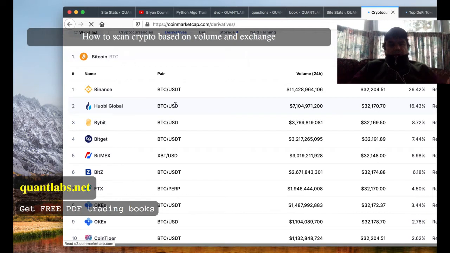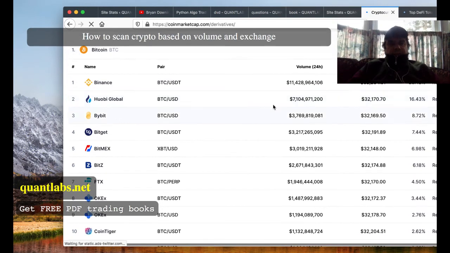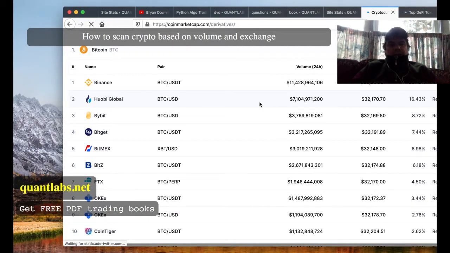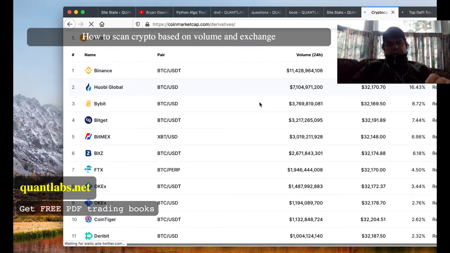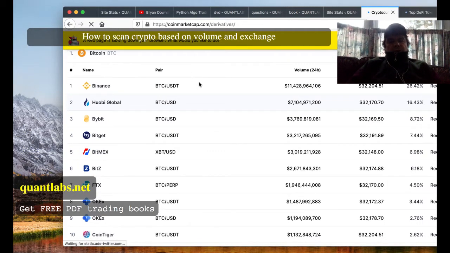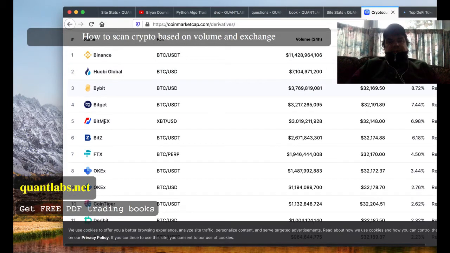Now, what I want you to pay attention to is who the leaders are here. So right now, you can see just by Bitcoin USDT, which most of them in the derivatives market trade, are usually based on Tether, which is equivalent to the US dollar. So here we have the leading ones, which is Binance, Huobi, Bybit, BitGet, BitMEX.